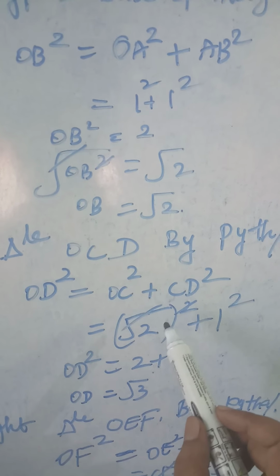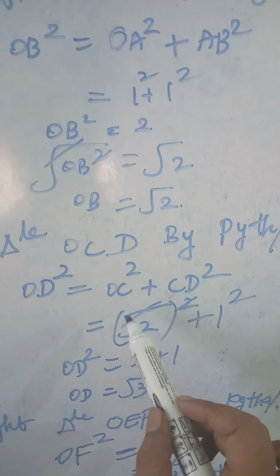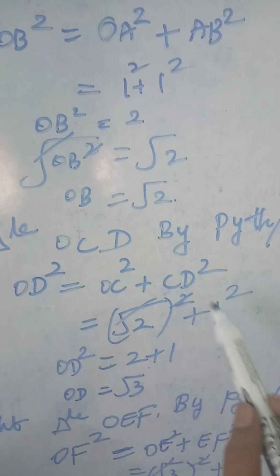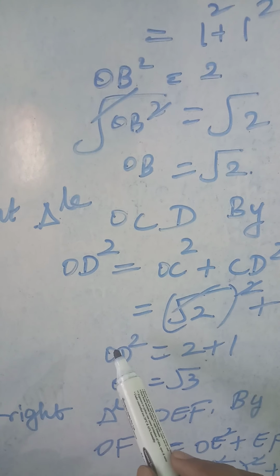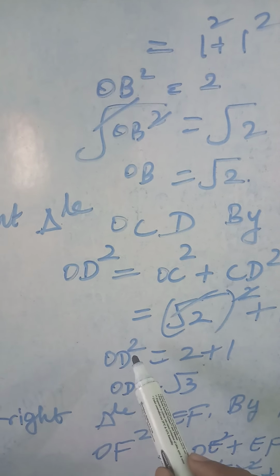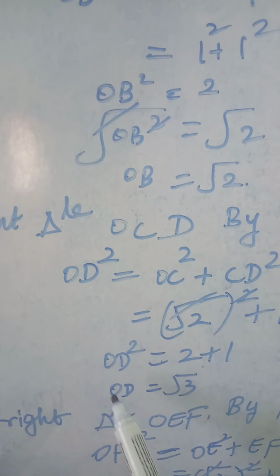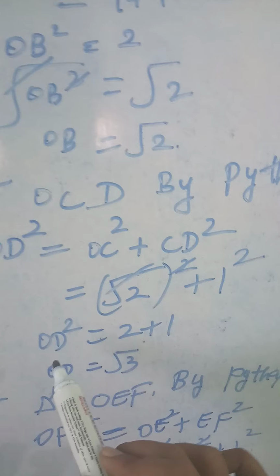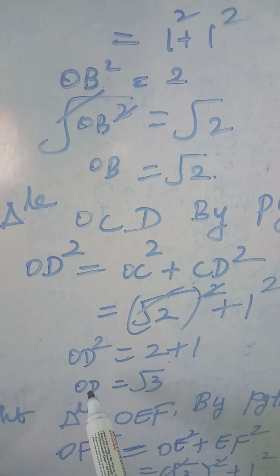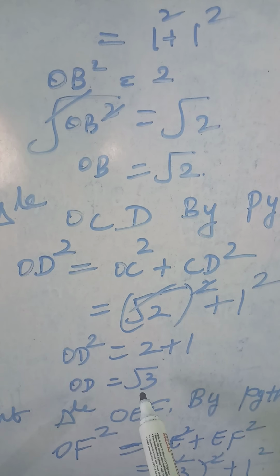So root 2 square. This square root and square will get cancelled. So plus CD square is 1 square. 2 plus 1 is 3. We need to find OD only, not OD square. So we have to take what? We have to take square root on both sides. So this square and the square root will get cancelled. Simply we will get OD only. OD is equal to root 3.